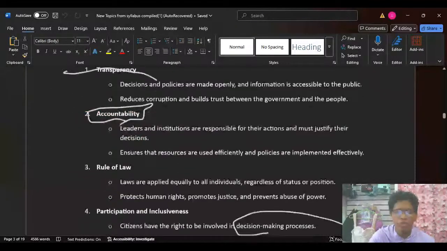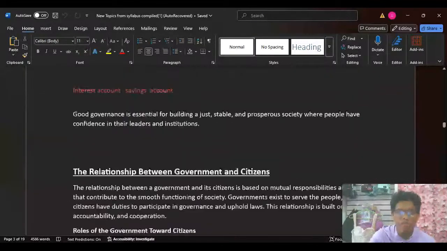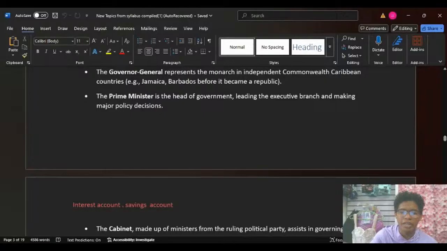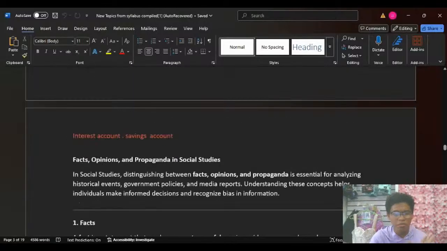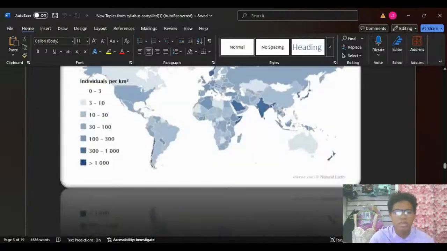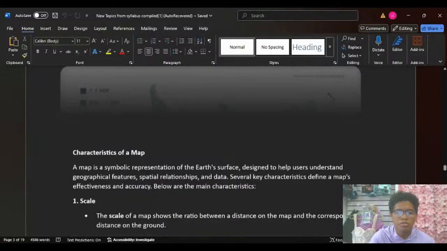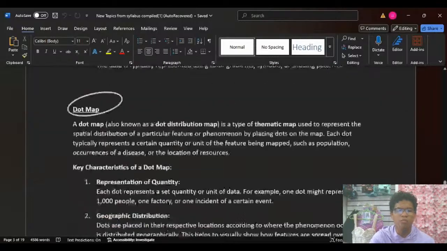All right, so let me just keep this here. I want to show you guys something very interesting that I saw in the May/June 2025 paper. I haven't released a document on it yet, but it was in relation to the world map. Let me see if I could find it.